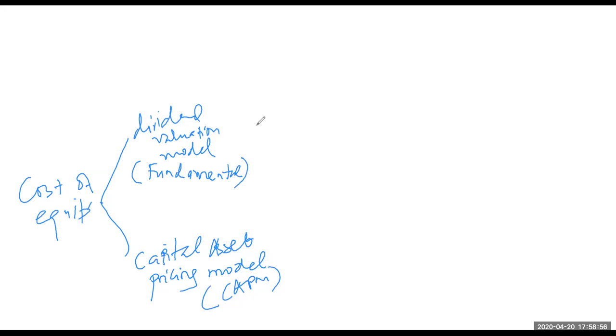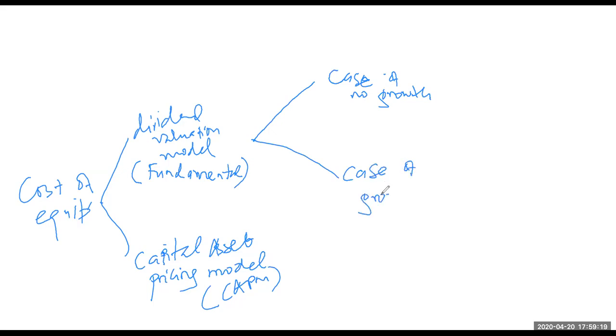Here we can further split the model into two. We have the case of no growth in the dividend, and the case of growth in dividend. So simply, in the no growth case, the growth in dividend, G, is equal to zero. However, in the growth case, G is not equal to zero. That is how we split the two models: the case of growth in dividend and the case of no growth in dividend.